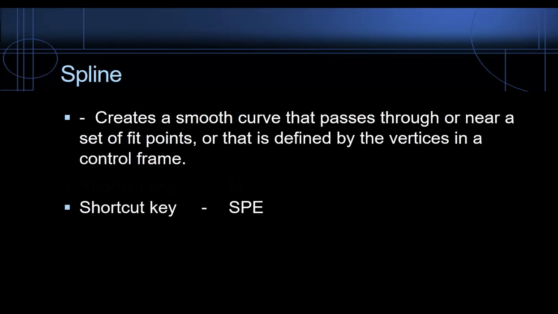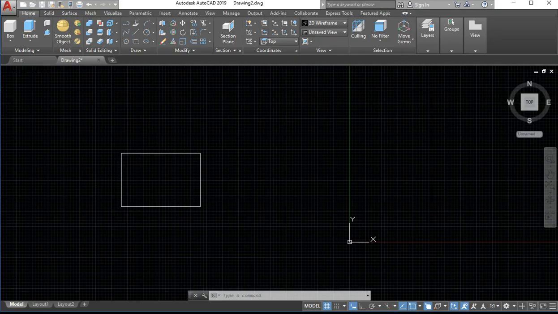After move, we have what we call spline. Create a smooth curve that passes through or near a set of fit points, defined as vertices in a control frame. So spline. Try tayo ng spline in AutoCAD.